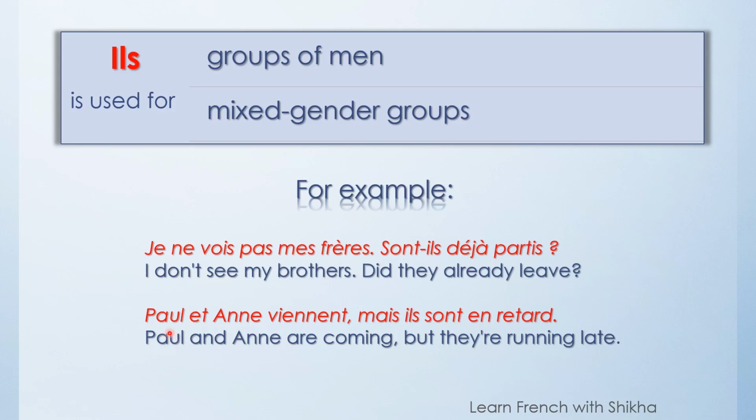Next. Paul et Annie viennent, mais ils sont en retard. Paul and Annie are coming, but they are running late. Here we are talking about Paul and Annie. Paul is masculine and Annie is feminine, so it's mixed gender, but we are using ils. We are not using elles. For mixed gender we use ils. We'll repeat again. Paul et Annie viennent, mais ils sont en retard.